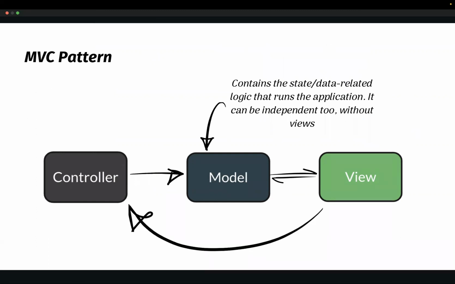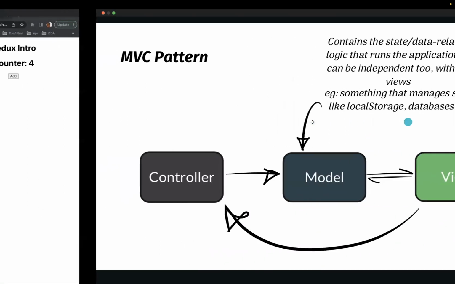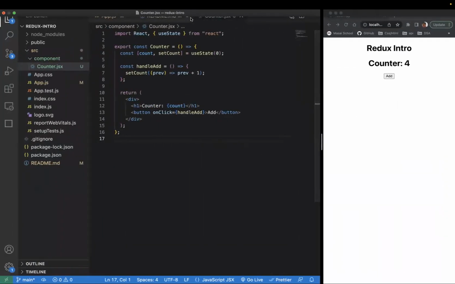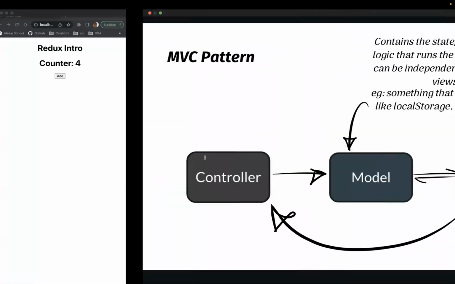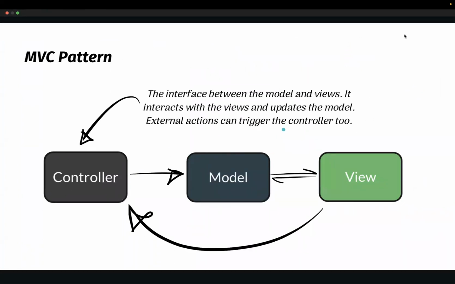It runs the application. It can be independent too, without views. If I ask you, can we say that this is a model for a small application? This is our model, which is storing our data. Okay, so now what happens? Now, if I talk about controller, what is this controller?